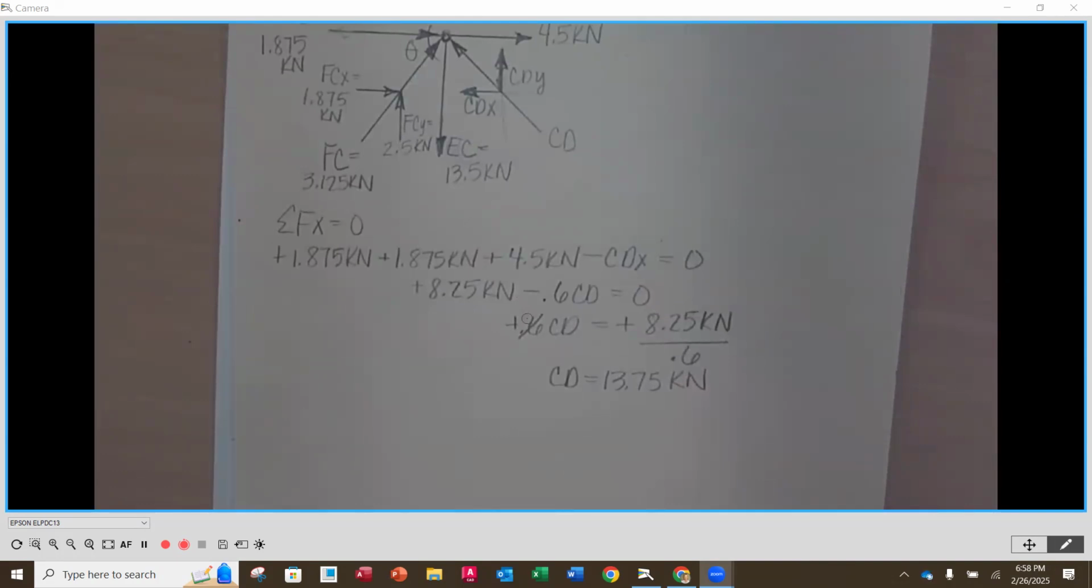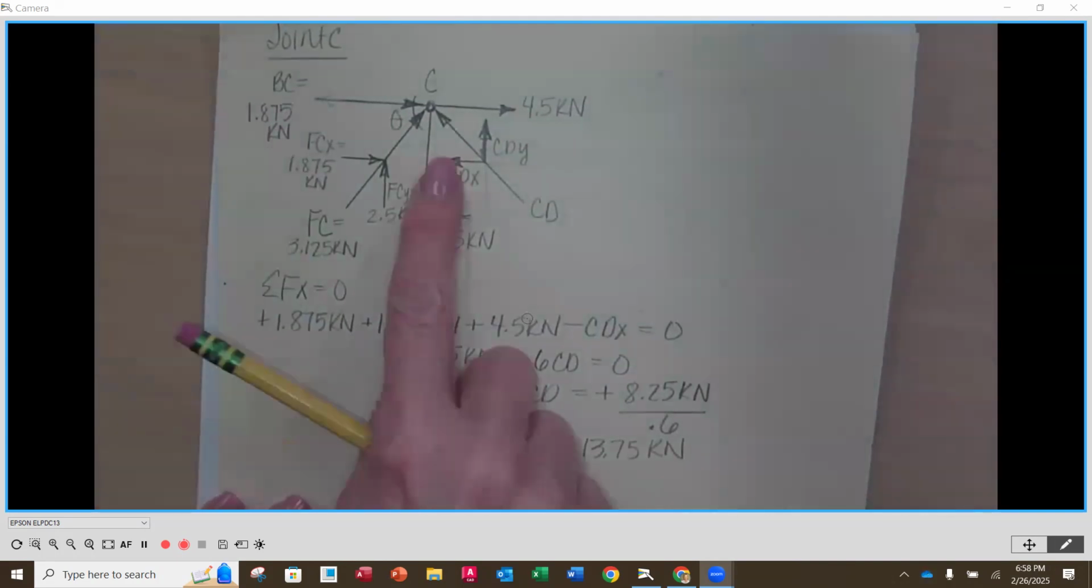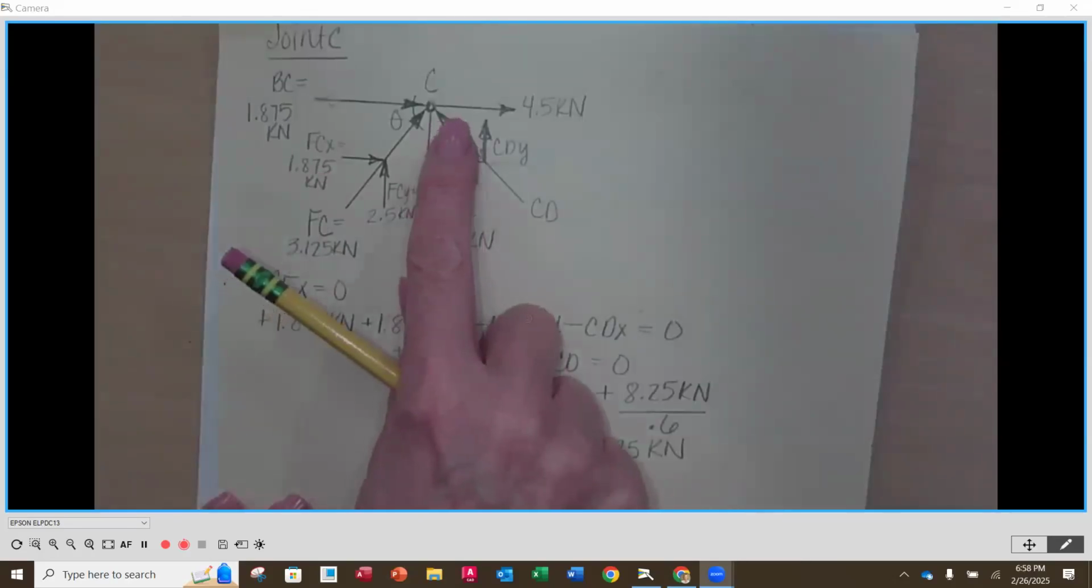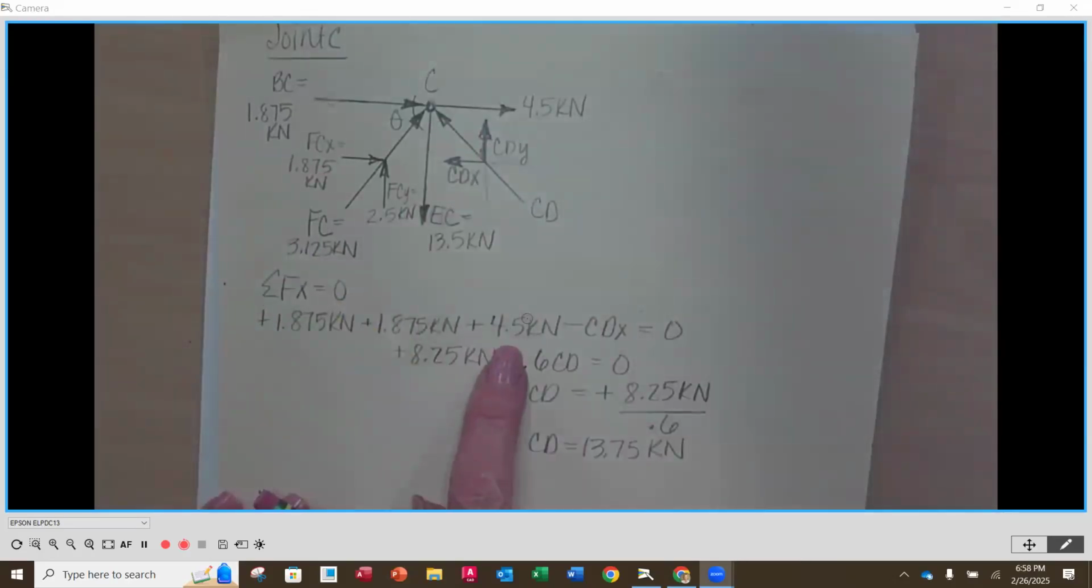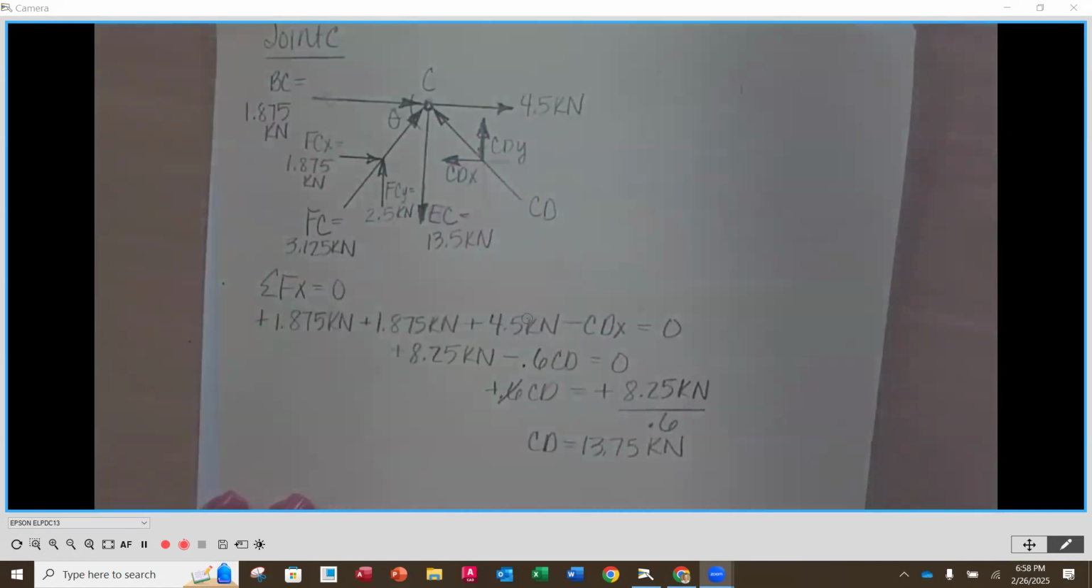Is the correct answer. Got this one right. So you should get 13.75 for CD. So we've got 1.875 going to the right, BX, that's going to be positive. 1.875 FCX going to the right, positive, and 4.5 kilonewtons applied load on the top going to the right, and then minus CDX, it's the only one going back to the left, equal to 0.